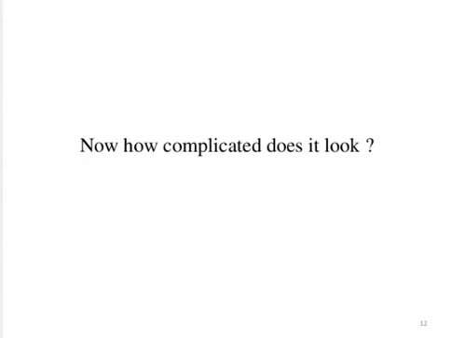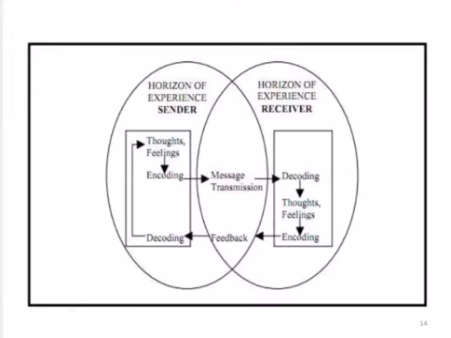So, now, how complicated does it look? Titingnan natin, the communication process. So, paano ba nagkakaroon ng flow within the organization? If you will notice, based on the Venn diagram, we have the horizon of experience of the sender and the horizon of experience of the receiver. In terms of the sender: thoughts, feelings, encoding, decoding. Iyan ang kanyang mismong role. Pagka sa receiver: decoding, thoughts, feelings, and encoding. So, almost the same with the sender and the receiver.